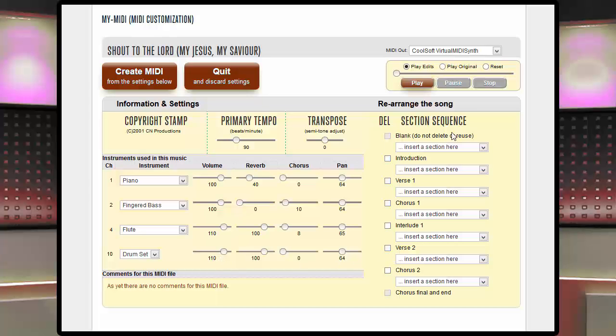The right-hand side of the page is where you can alter the arrangement of the song. You can remove any sections you don't want and add any section you want to have again. So you can add or remove any of the defined verses, choruses, bridges, or musical interludes to suit your requirements.